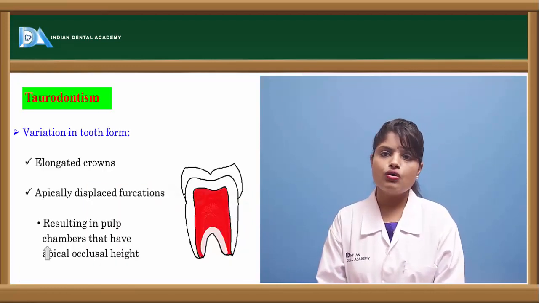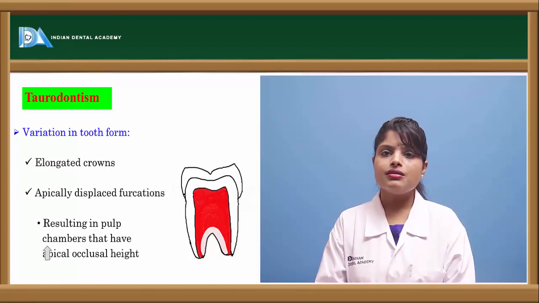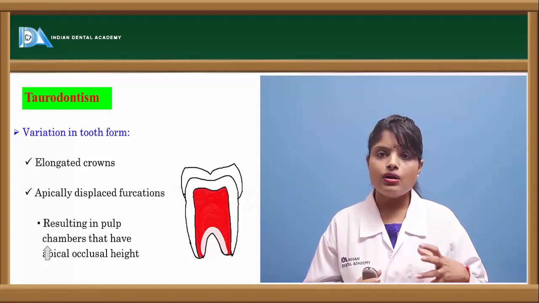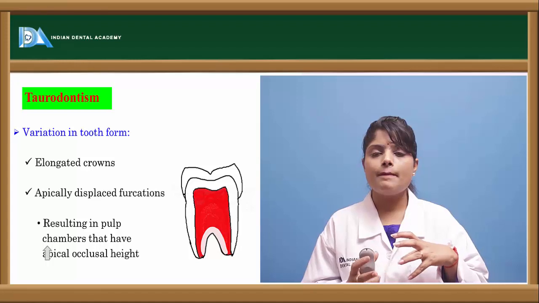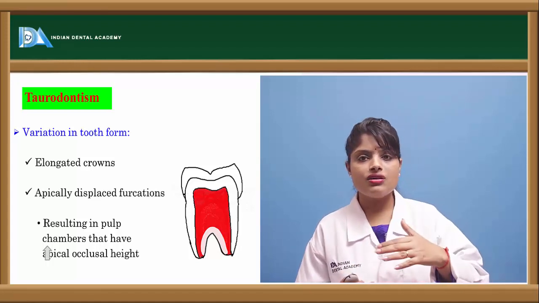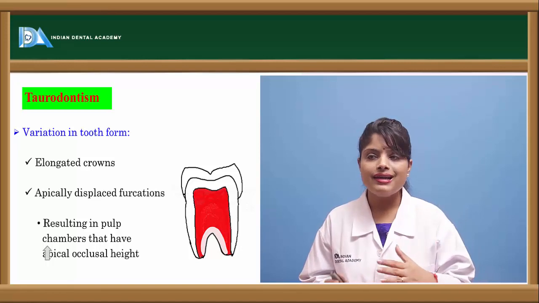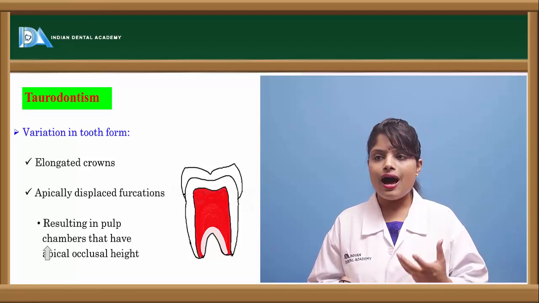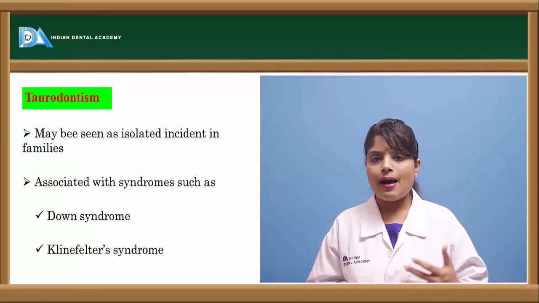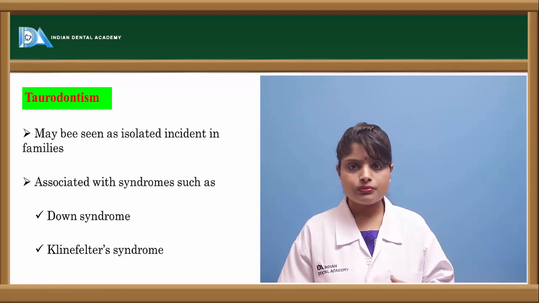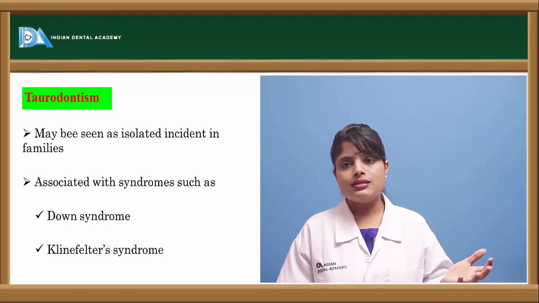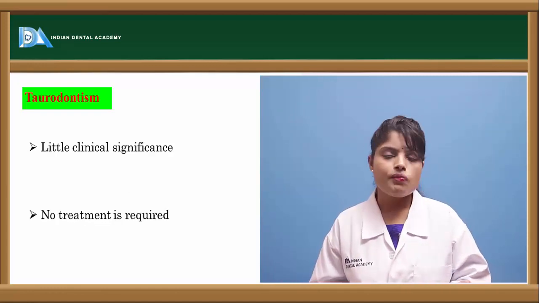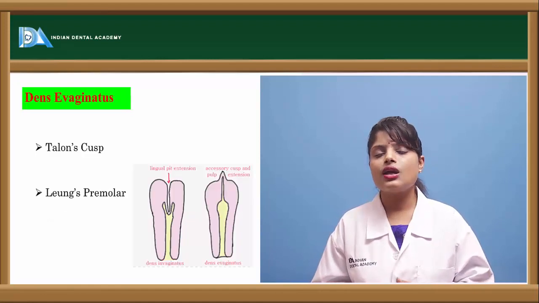Then comes taurodontism. Taurodontism is when the crown is larger in expanse in comparison with the roots. They have a bifurcation which is shifted more apically and have a large pulp chamber. It is also known as a bull tooth. They have elongated roots and apically displaced furcation. Taurodontism can also sometimes be associated with certain syndromes like Down syndrome and Klinefelter syndrome. They have little significance and no treatment is required.